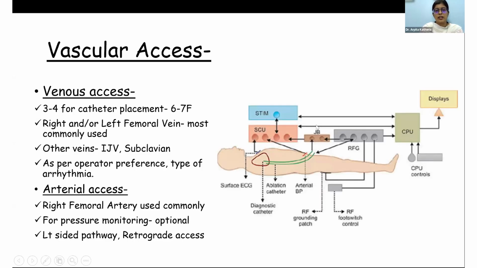So this is how a typical setup looks in the EP lab. The patient is lying on the table. We have the surface ECG placed. We have the catheters placed at the different positions, diagnostic and ablation catheter. We have arterial or non-invasive BP over here. Then we have the RF grounding patch and the foot switch. And then we have the connectors connected to the stimulator and the monitors, and finally being displayed on the display.